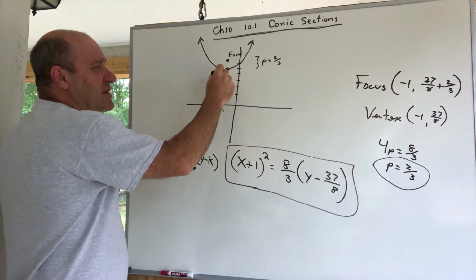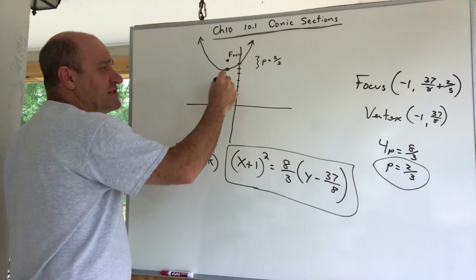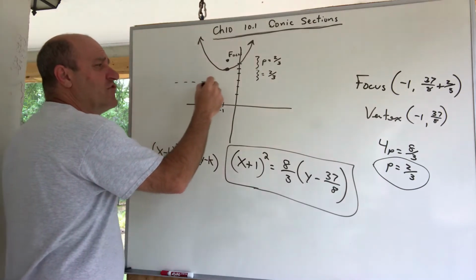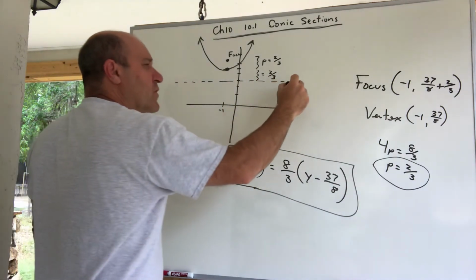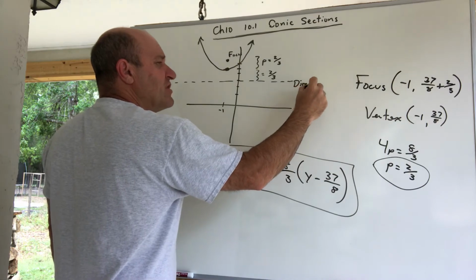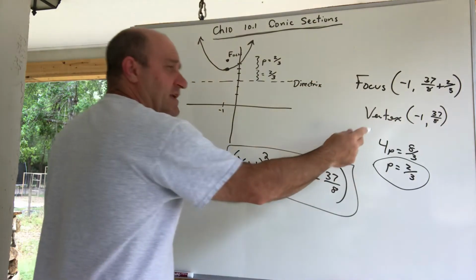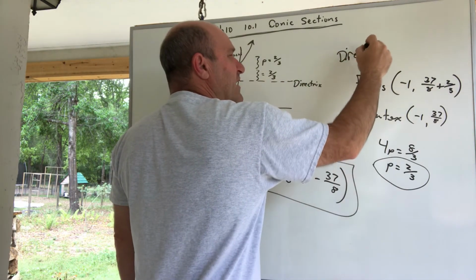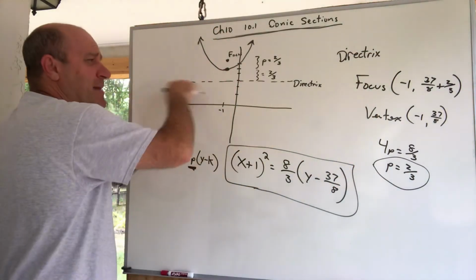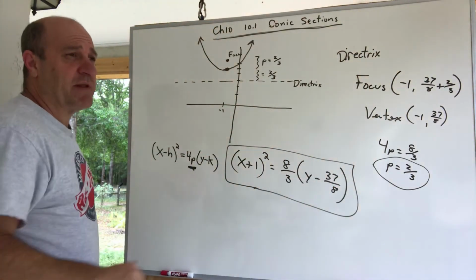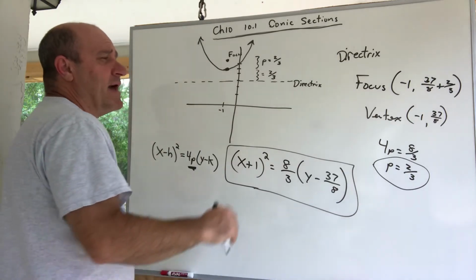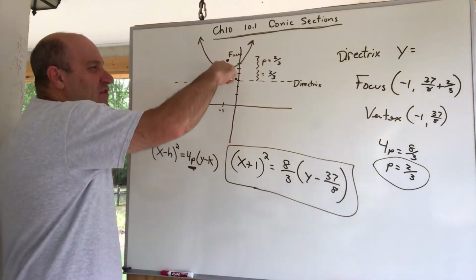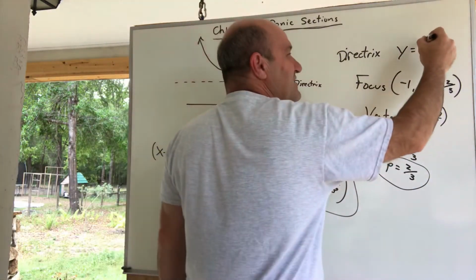There's another number, actually. If you go down behind the parabola, a distance of 2/3, another distance of 2/3 behind the parabola, there's a line called the directrix. So when I ask for all the important information of a parabola, I'm asking for the vertex, the focus, and the directrix. The directrix is this line. It's an imaginary dashed line. Again, I can explain the physics of what it means in a minute. But right now it's a line, and it's at y equals whatever 37/8 minus 2/3 is.